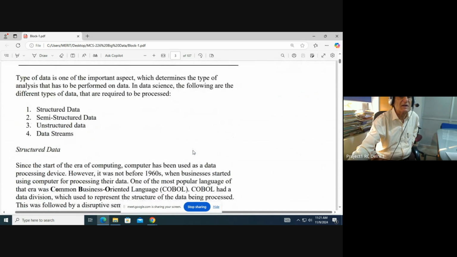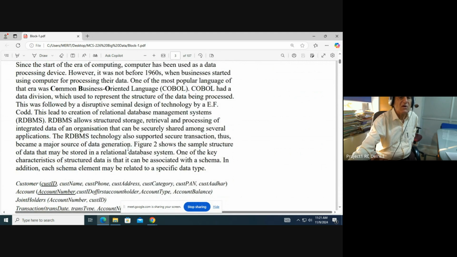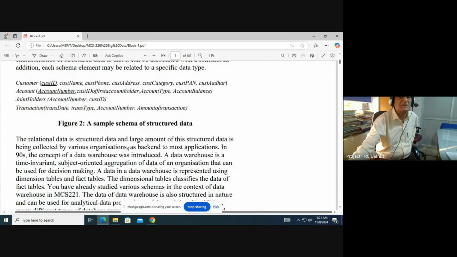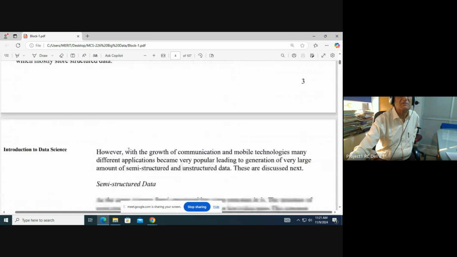So the types of data are structured data, semi-structured data, unstructured data, and there is also data stream. So what is structured data? It is common, like COBOL, HADAS, RDBMS, all these are structured data. For structured data you have a special schema which you produce, as in a data warehouse, structure and nature and all these things.